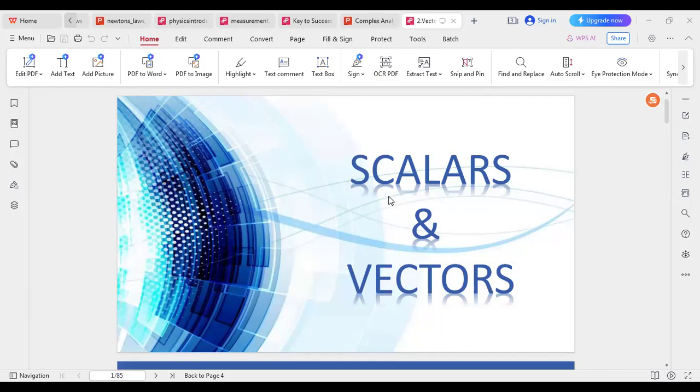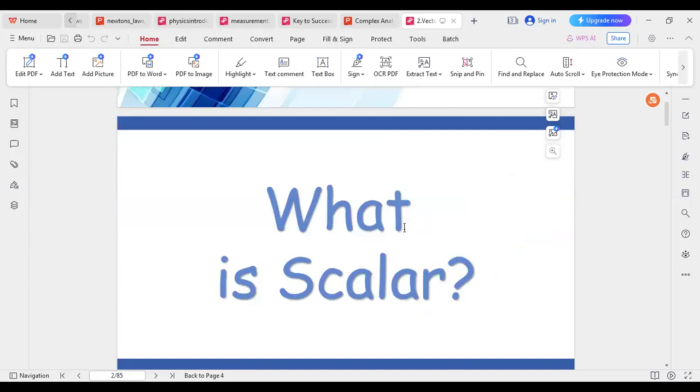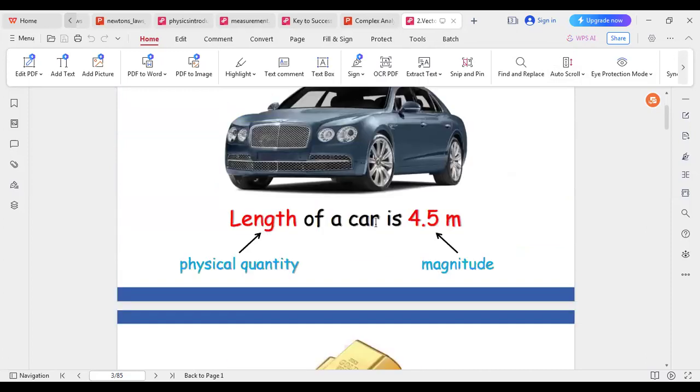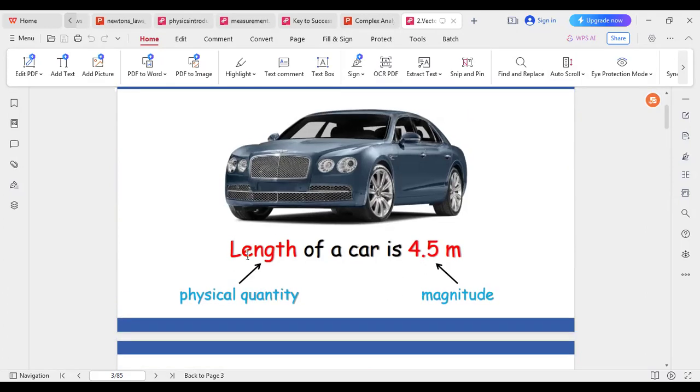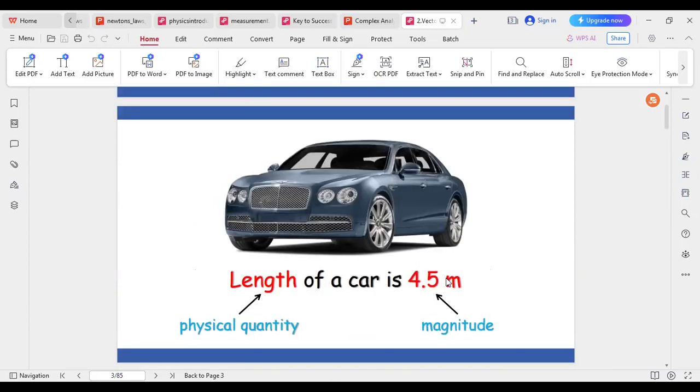Now we'll discuss what is the scalar and vector quantity. What is a scalar, first of all? Actually, scalar is the quantity which is expressed with magnitude only. Now, length of a car is 4.5 meters. Length is the physical quantity, and 4.5 is the magnitude only. So the quantity which can be expressed with magnitude only is called scalar quantity.